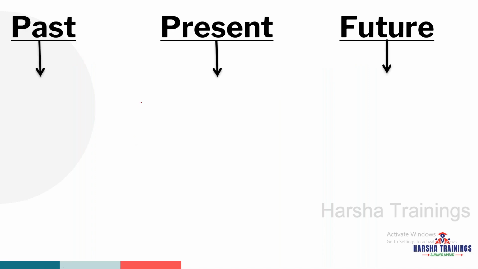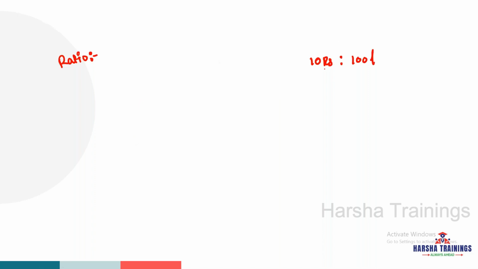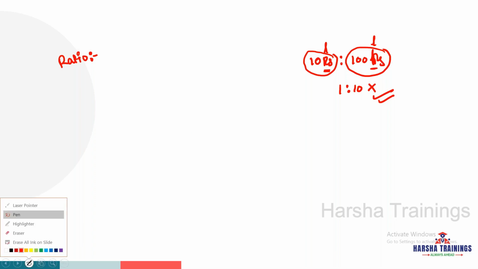Okay, so ratio means, for example, here 10 rupees and 100 liters are given. Somebody is saying 1 is to 10. Good, but it is a wrong answer. Why? Because here rupees are given and here liters are given. How can you compare rupees and liters? For example, 10 rupees, 100 rupees, then the answer is 1 is to 10. 10 liters, 100 liters, then the answer is 1 is to 10. So ratio means a comparison of two quantities of the same units.